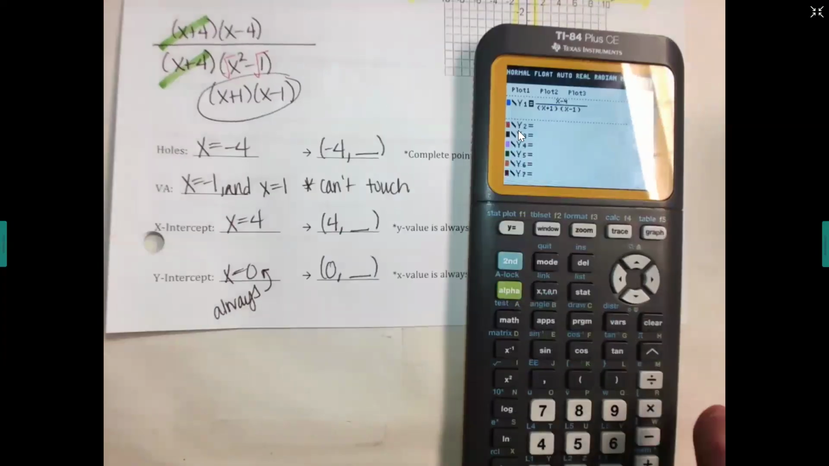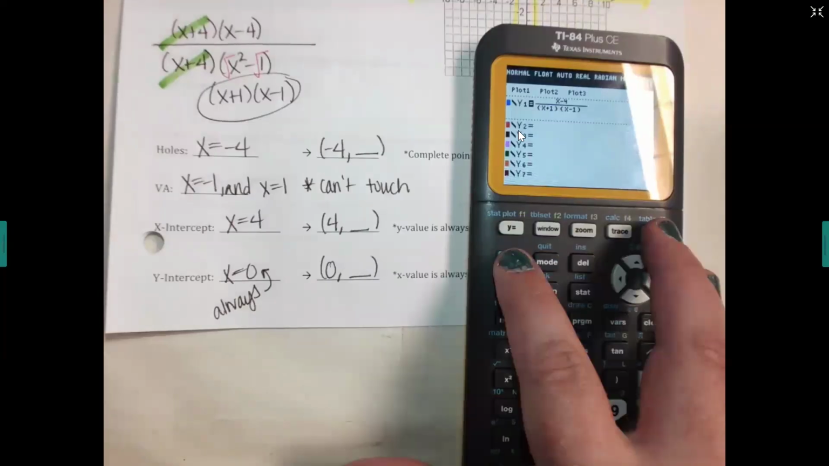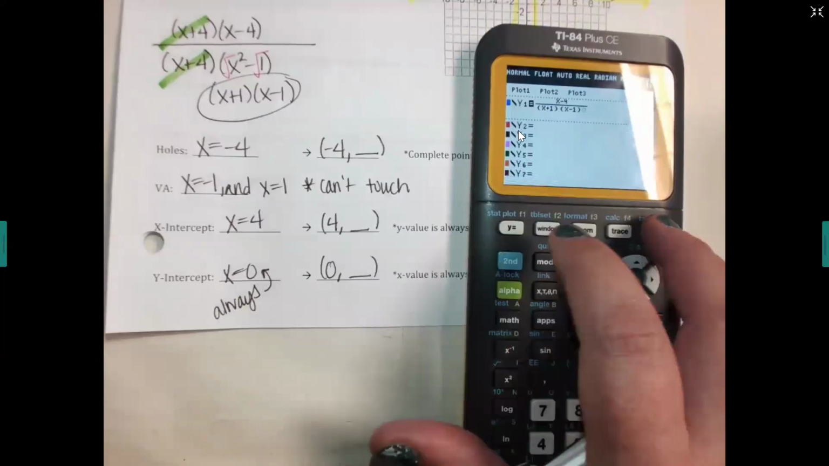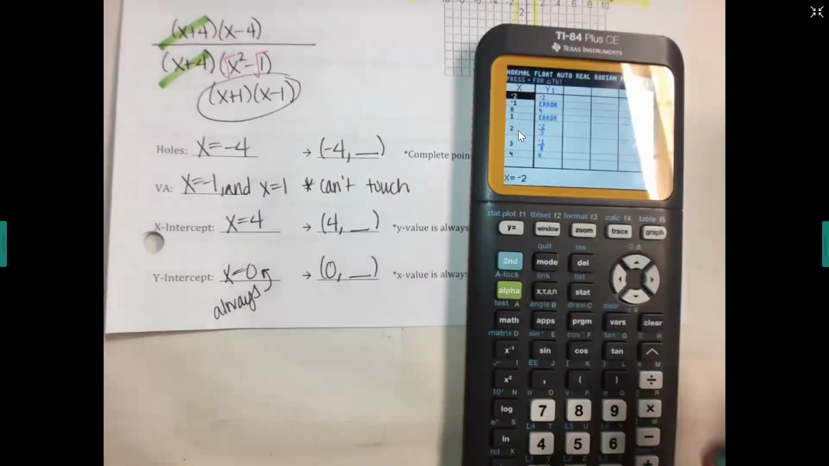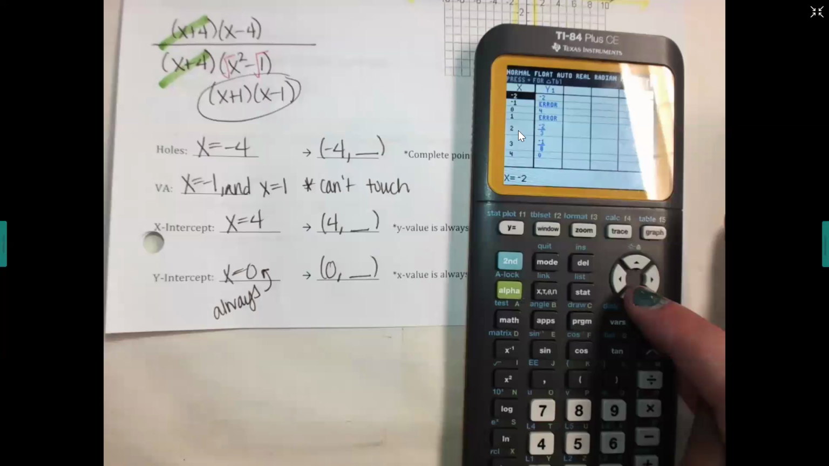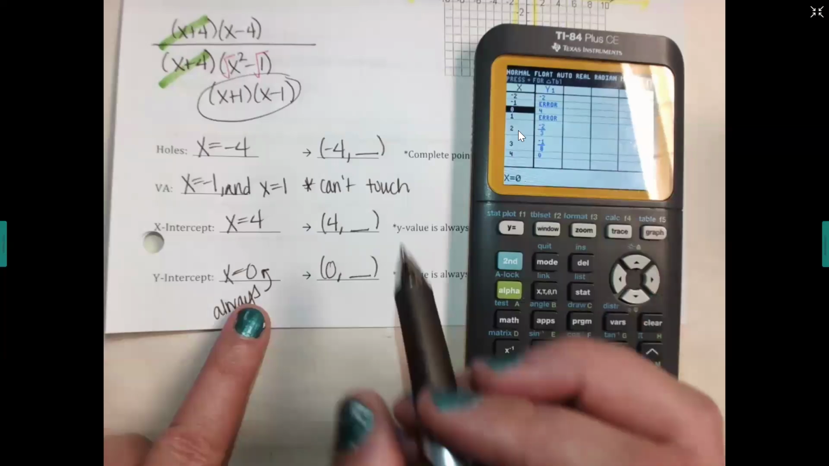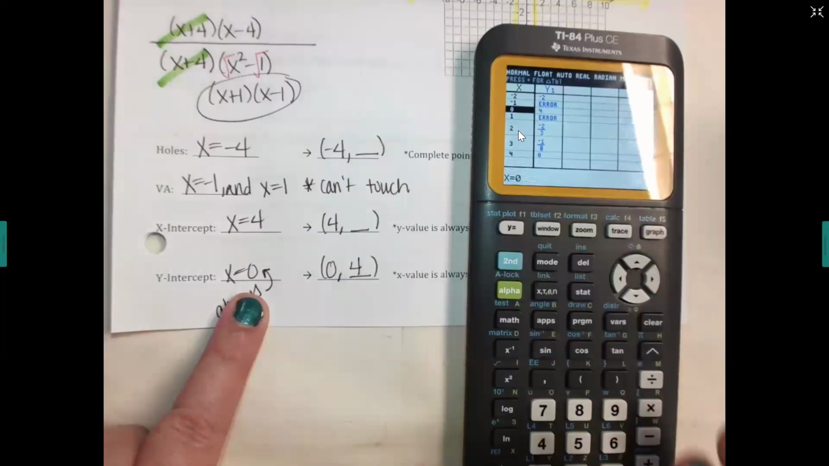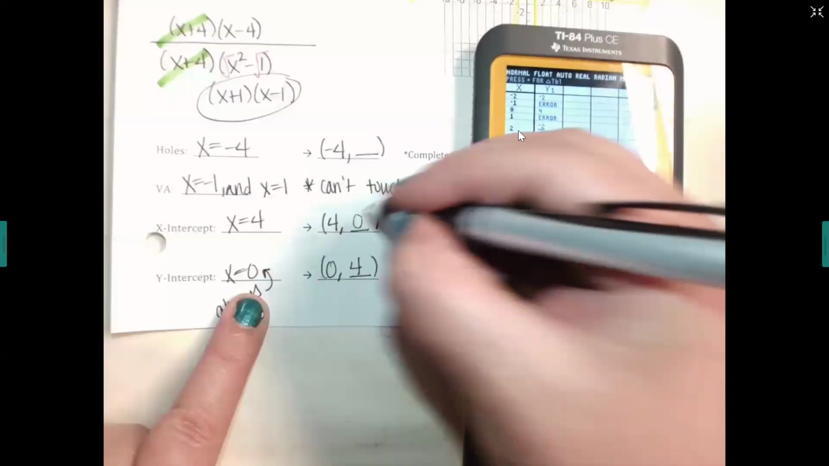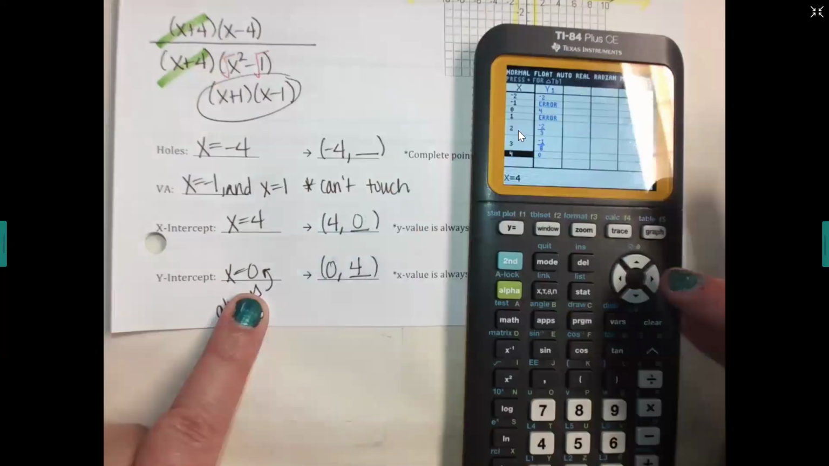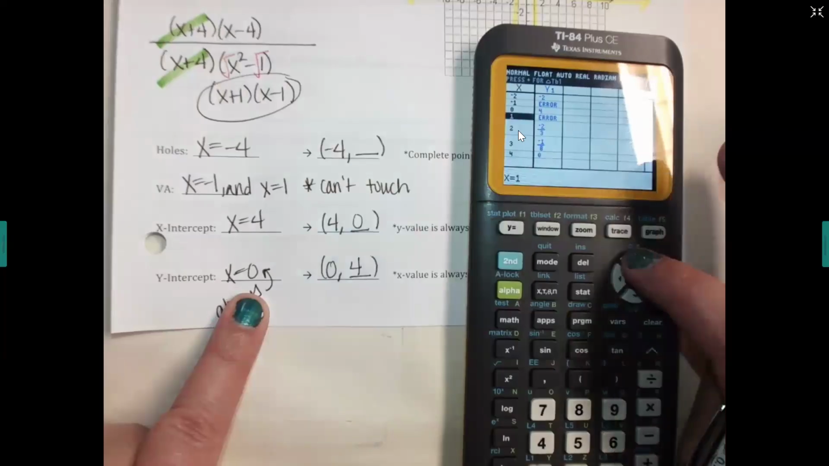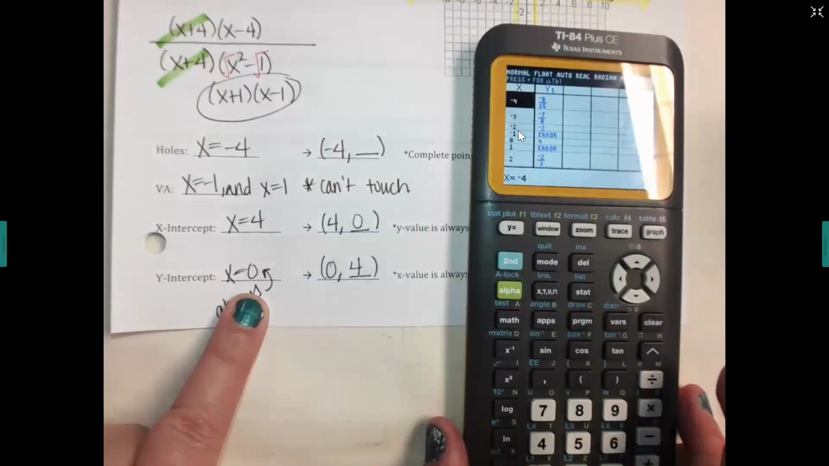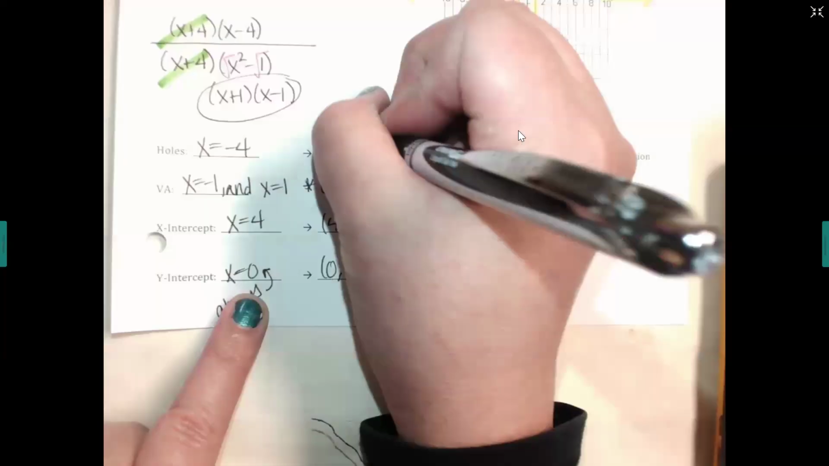Okay, and then we're looking for the y values that go with those x values that we had already found. So I'm going to hit second table. And then I'm looking for 0's partner is 4. 4's partner is 0. And then -4, I'm pretty sure it's a fraction. Does anyone have it? -8/15. Thank you.